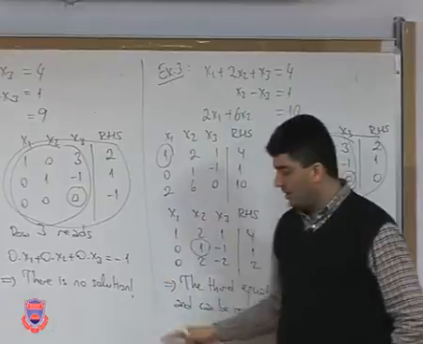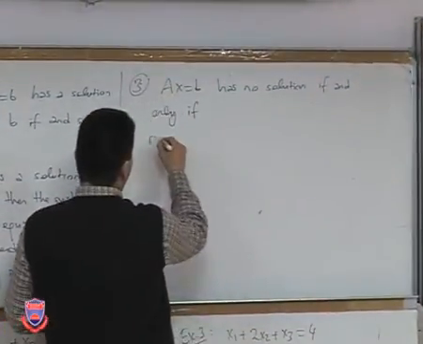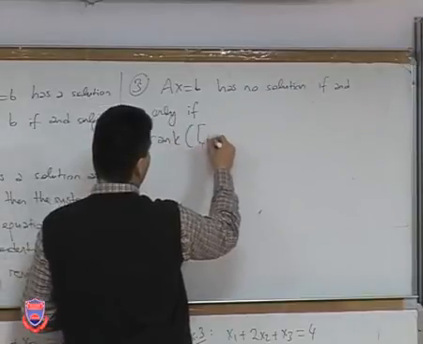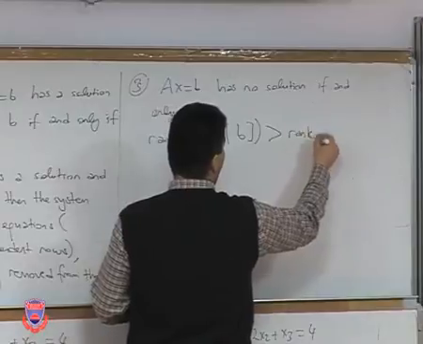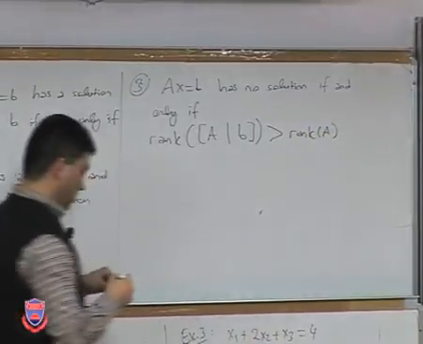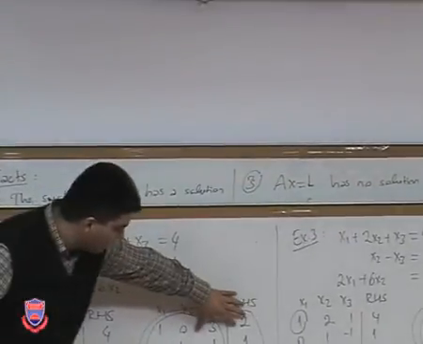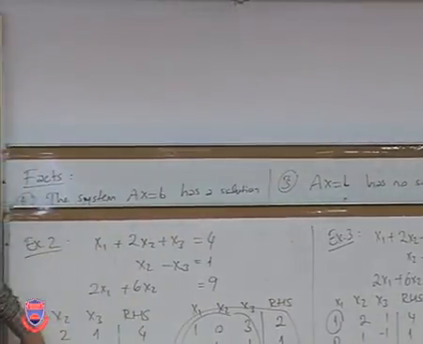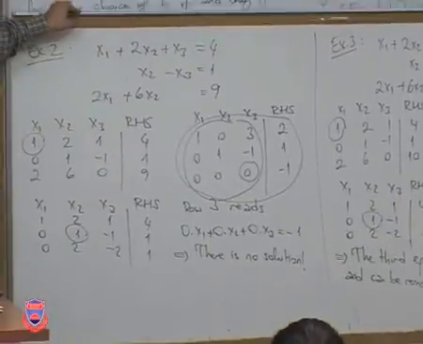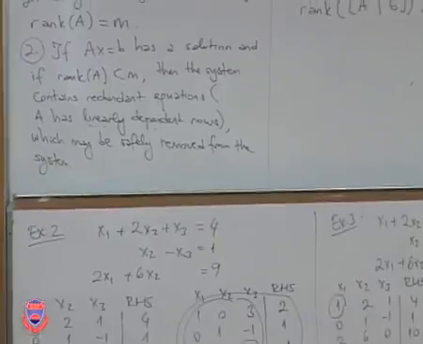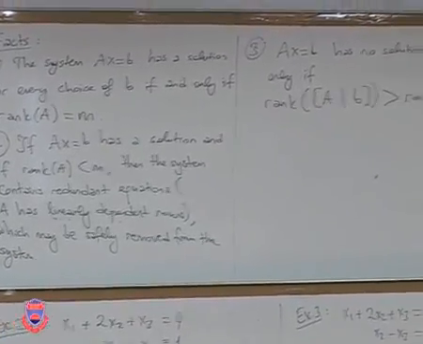So as a result, the system has no solution if and only if the rank of the matrix given by A augmented by b is strictly greater than the rank of A. Once again, essentially, this matrix has the same rank as the original matrix, basically. So whenever the rank of A augmented by b is strictly larger than the rank of A, then there's no solution.